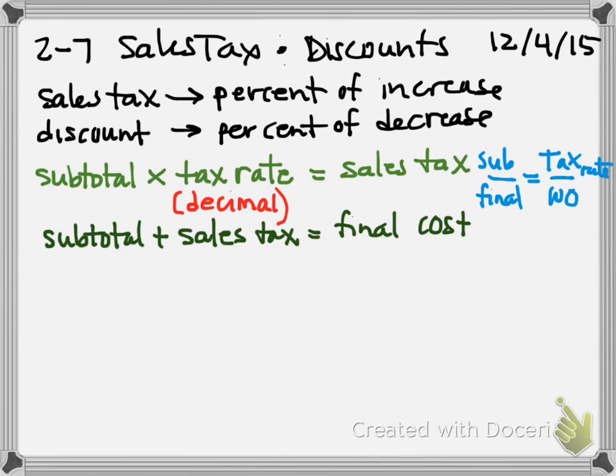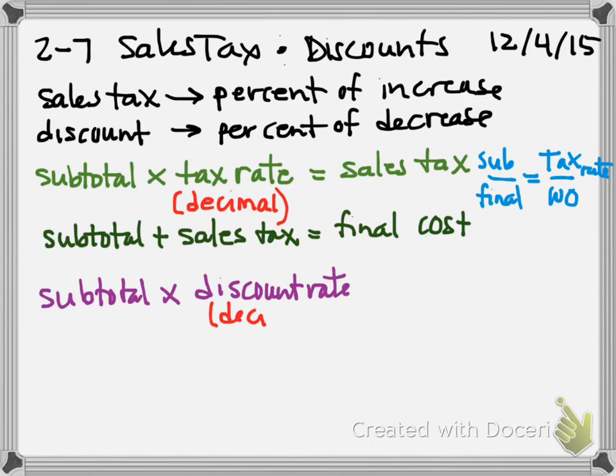Okay, let's talk about the other guy. For discount, we take our subtotal and we multiply it by the discount rate. So again, we have to remember we don't multiply by percents, and it's given to us as a percent, 30% off, so on and so forth. So we change it to a decimal, and that equals the amount of discount.